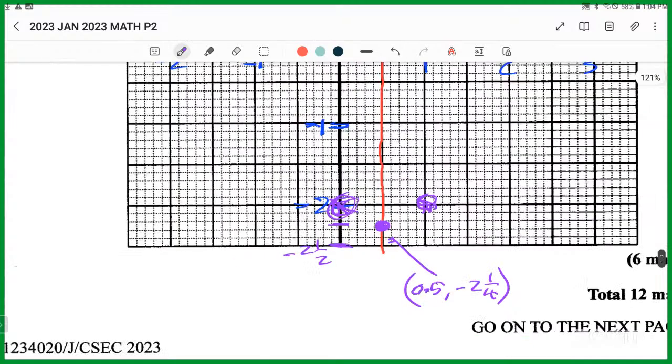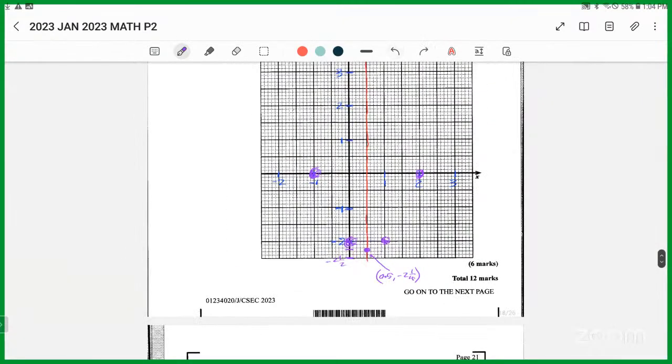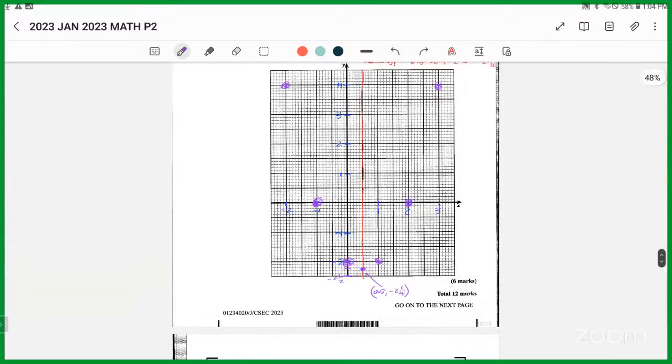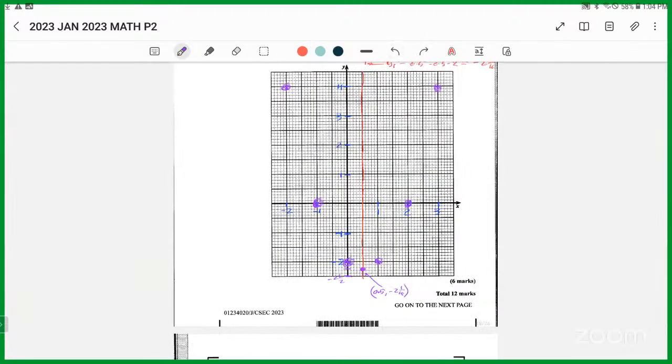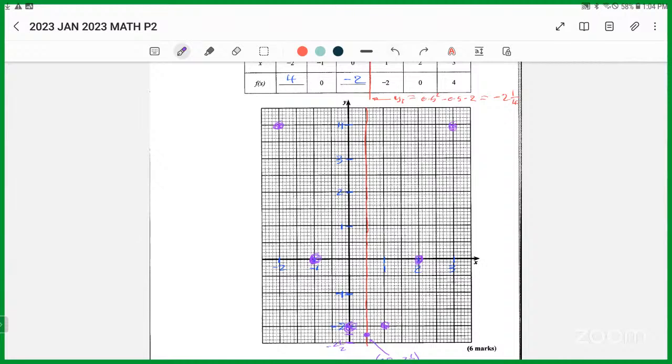You draw the smooth curve through those purple points, and it must come down to here. So you know that they give you this point, but you must know how to find that point, and know that the graph has an axis of symmetry. We're going to draw a smooth curve now with those points.